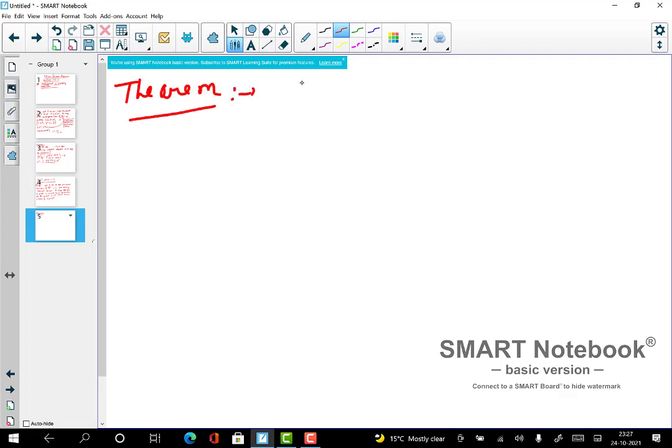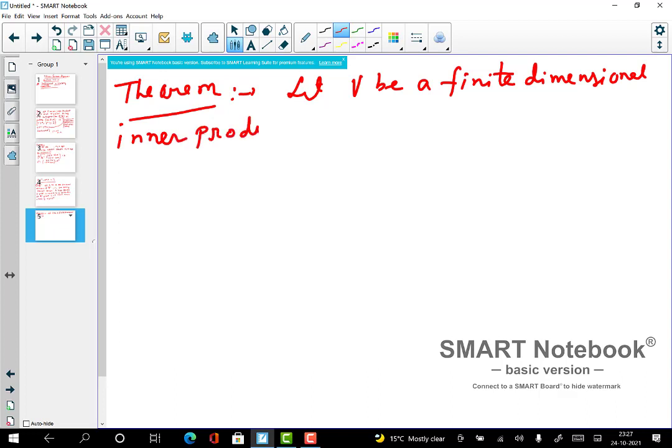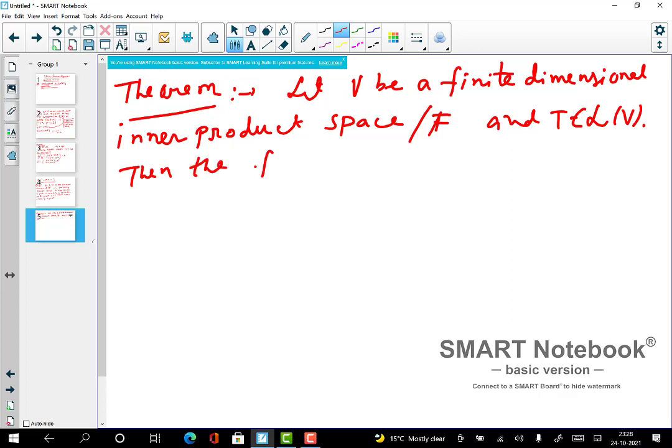So let V be a finite dimensional inner product space. I'm not specifying real or complex here, it can be anything. And let T be a linear operator on V. Then the following are equivalent.